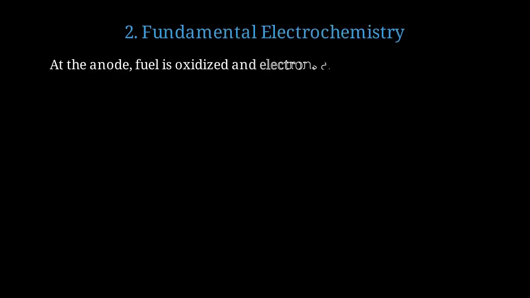At the anode electrode, fuel molecules, like hydrogen or methanol, are oxidized, releasing electrons that flow through an external circuit. For hydrogen fuel, the anode reaction is hydrogen gas yields 2 protons plus 2 electrons. This is the hydrogen oxidation reaction.